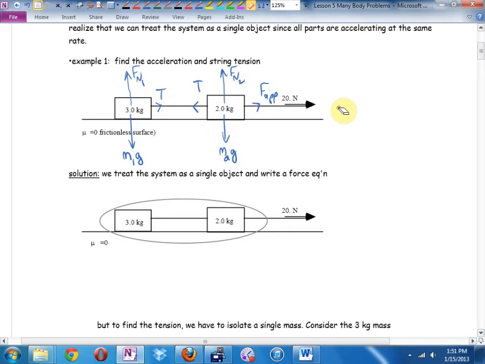Applied. Anything that ends up pointing to the right, I've decided, is going to be winner, plus. Anything that ends up pointing to the left is going to be loser. Sorry, I didn't mean to look at Nick. Minus. Okay. Who's winning?